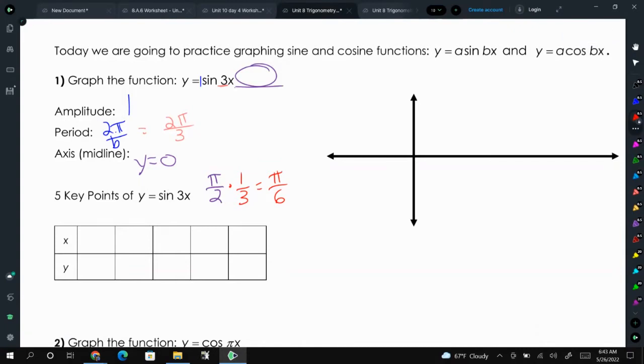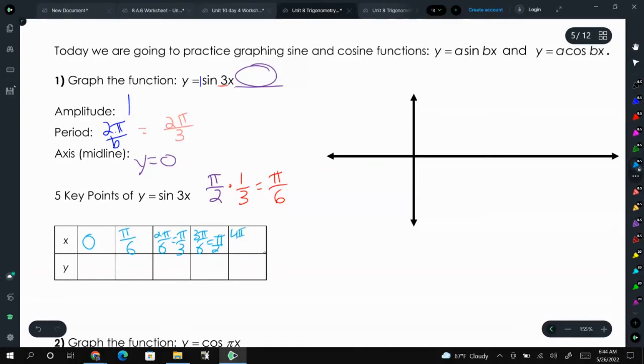So our x values are going to start at 0, but go up by pi over 6. 2 pi over 6, which is pi over 3. 3 pi over 6, which is pi over 2. And then 4 pi over 6, which is 2 pi over 3. So we start at 0, and then I'm going to do pi over 6, pi over 3, pi over 2, and 2 pi over 3.